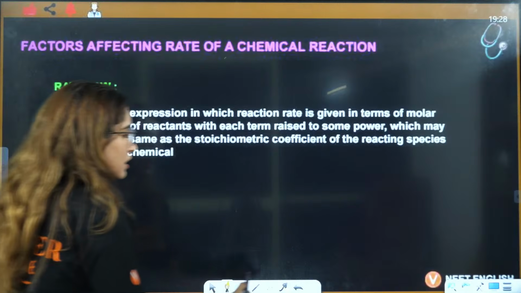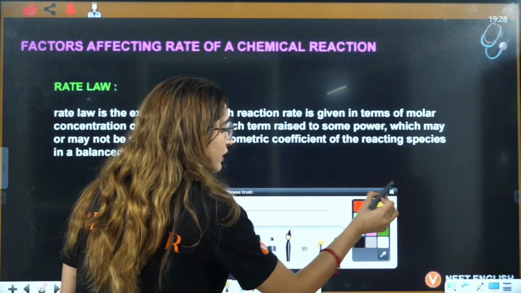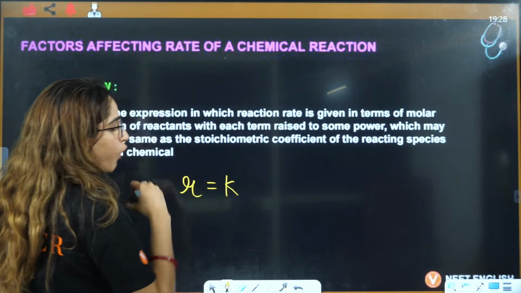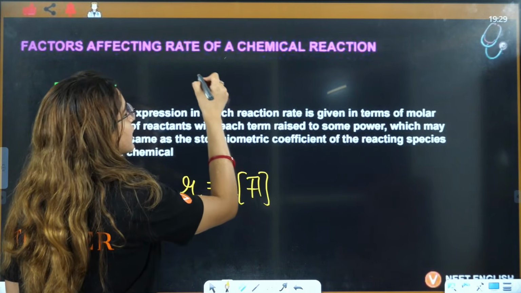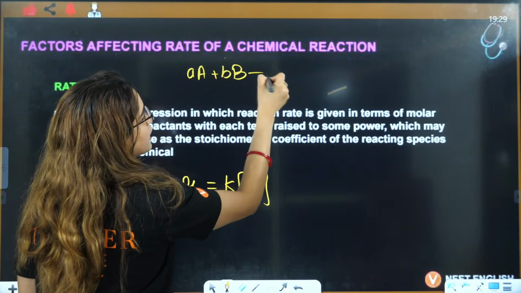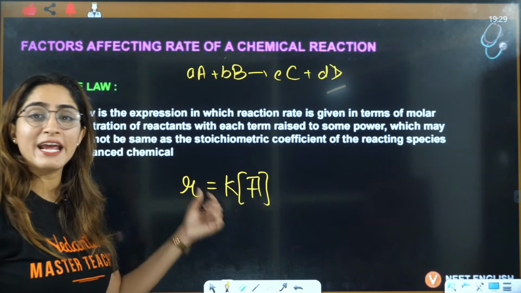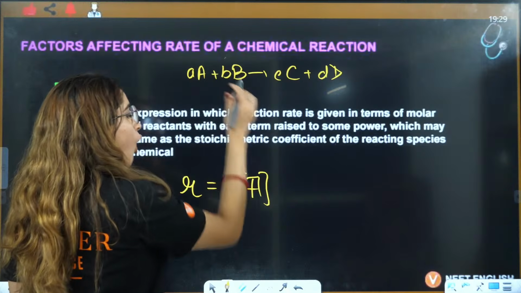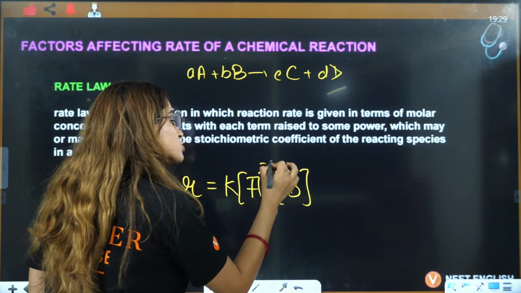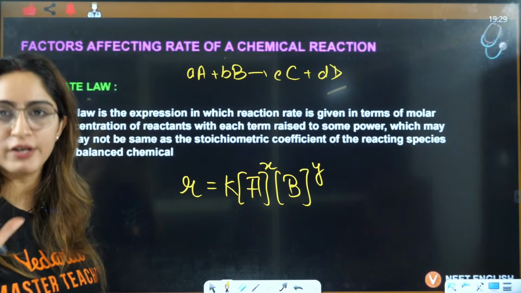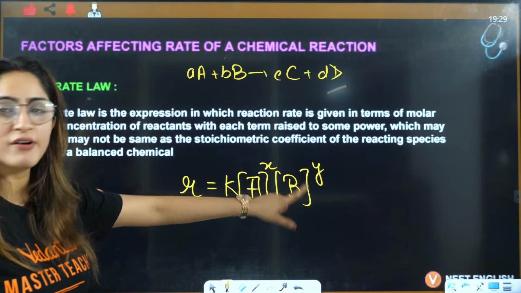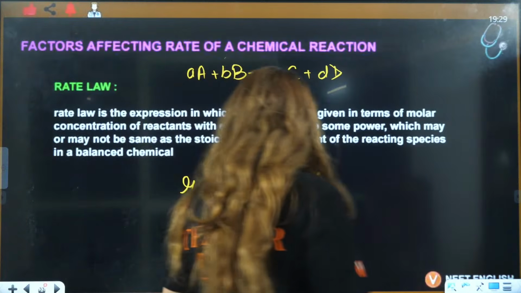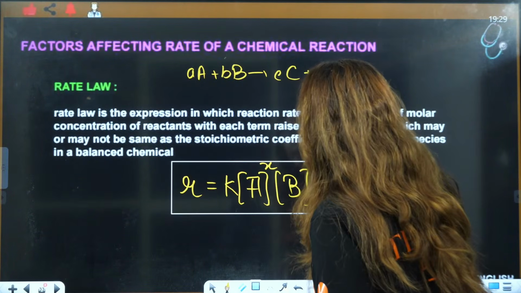To understand that, for a rate law equation, rate is equal to rate constant multiplied by... let's say you have a reaction A plus B giving rise to C plus D. Now the rate of reaction is equal to rate constant multiplied by the concentration of the reactants raised to some power. This power can be the stoichiometric coefficients, or it may not be. And this particular thing is called the rate law equation.